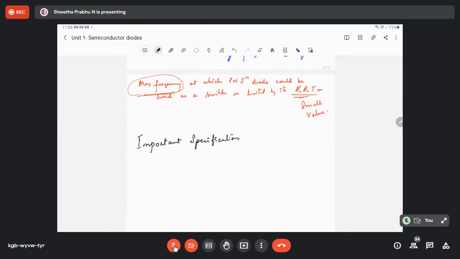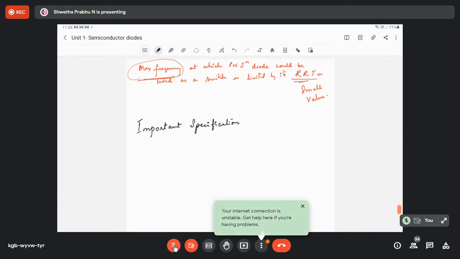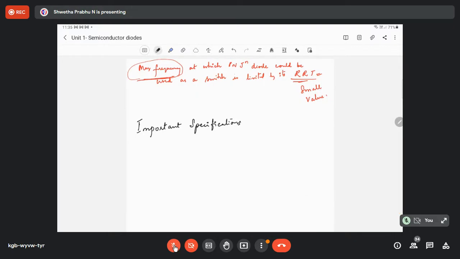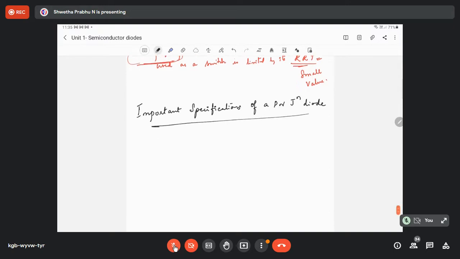There is one case study with respect to this diode. This I'll give you under case study in the case study class. First, let me finish the theory part. The important specifications of a PN junction diode, and also I'll give you typical values.